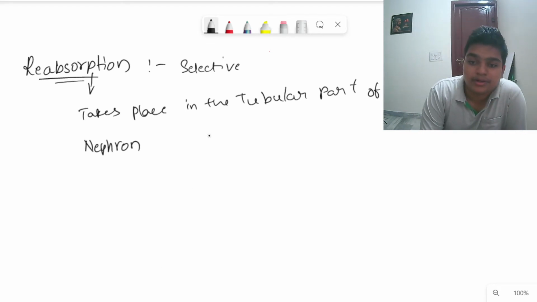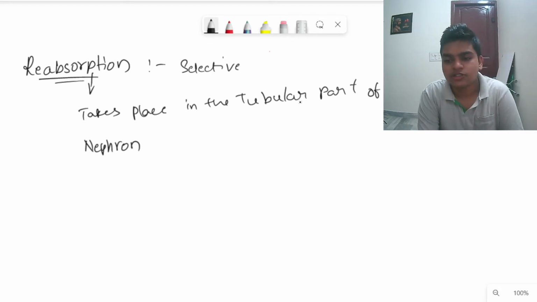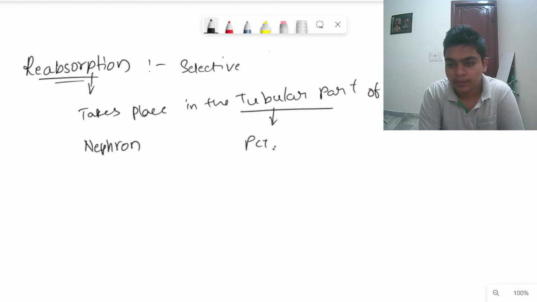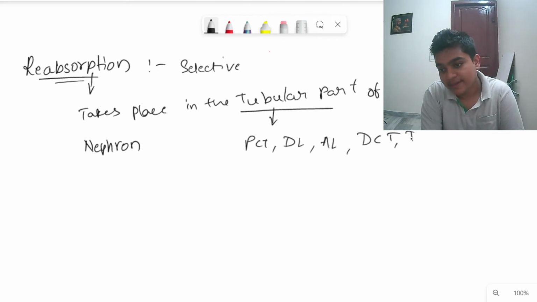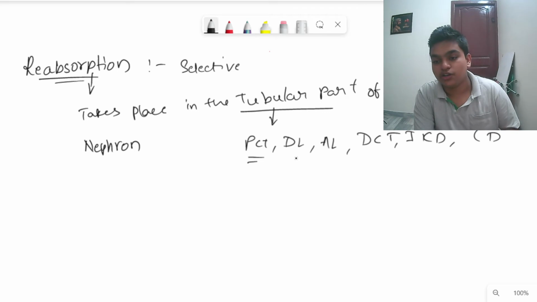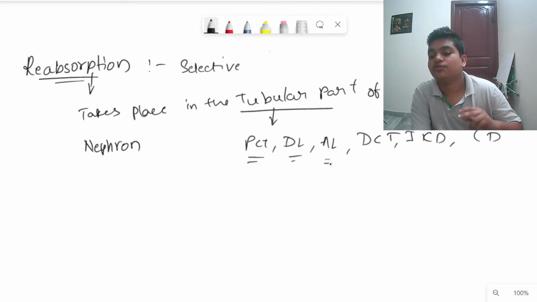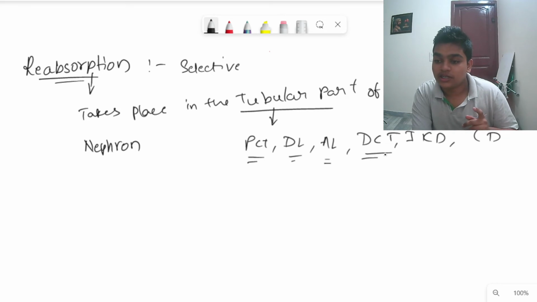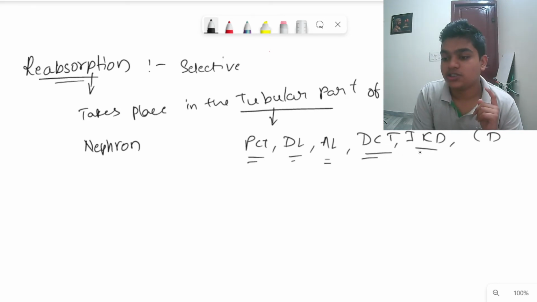Now, at some places the tubular part of the nephron includes PCT, descending limb, ascending limb, DCT, initial collecting duct, and collecting duct. That is, the proximal convoluted tubule, descending limb of loop of Henle, ascending limb of loop of Henle, the distal convoluted tubule, initial collecting duct, and collecting duct.